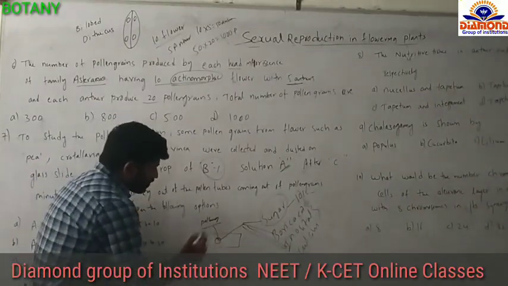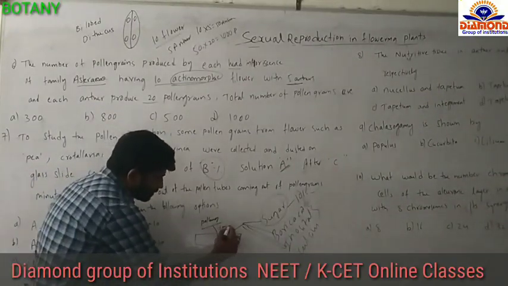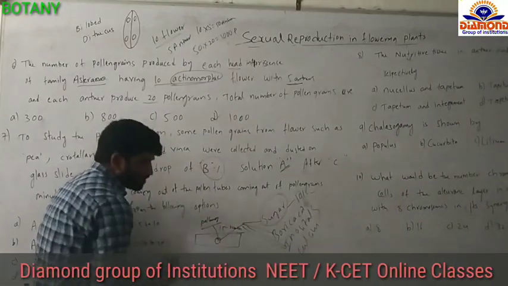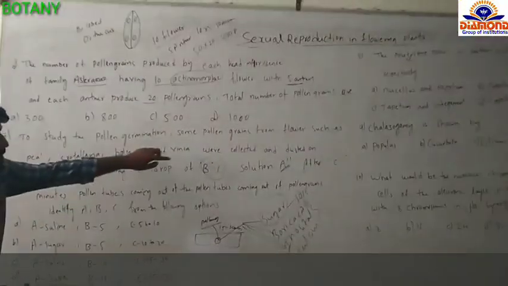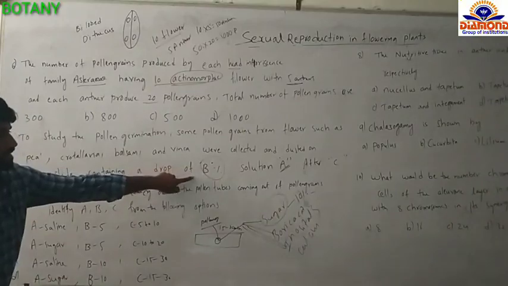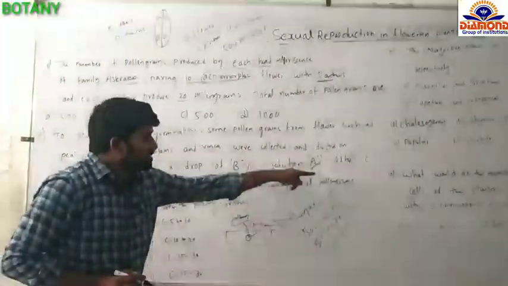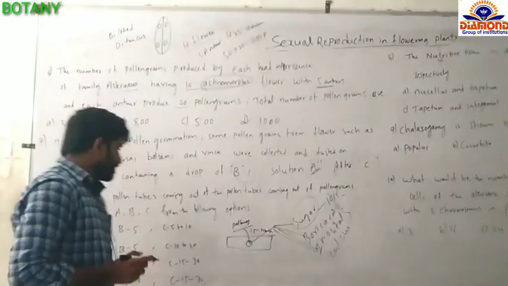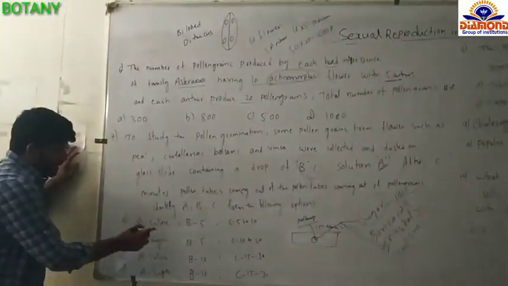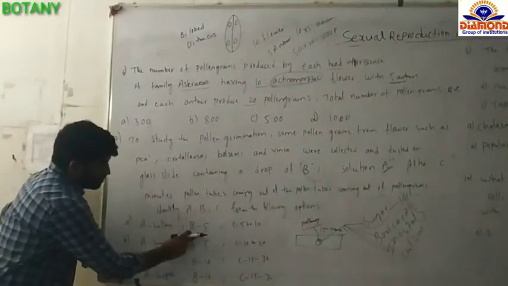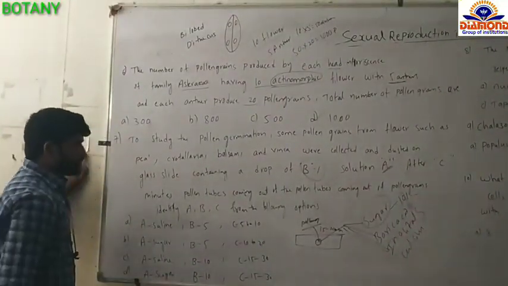After adding the pollen grains, we have to wait 15 to 30 minutes for germination. So the percentage of the sugar solution is 10, the solution name is sugar, and the time is 15 to 30 minutes. So the options are: A saline, B 5, and C 5 to 10%.